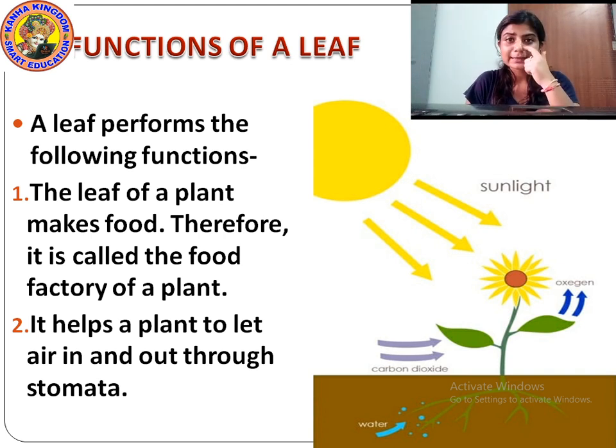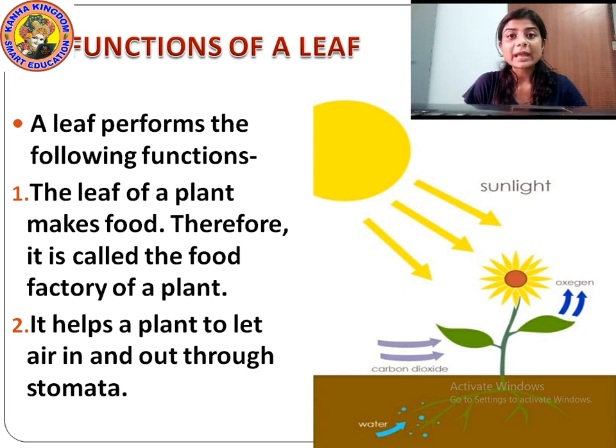During photosynthesis, when plants prepare food, they take in carbon dioxide from the atmosphere and they give out oxygen. Yes or no? But when the food is prepared and the leaf transports food to the different parts of the plant, at that time they take in oxygen and they give out carbon dioxide, because plants also need oxygen to stay alive. Yes or no?